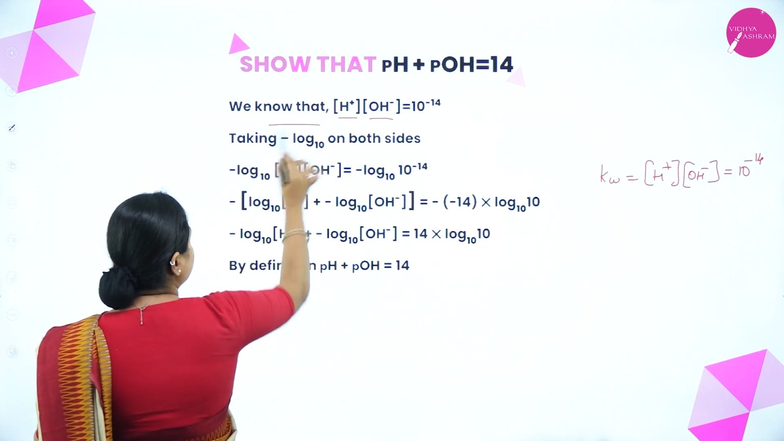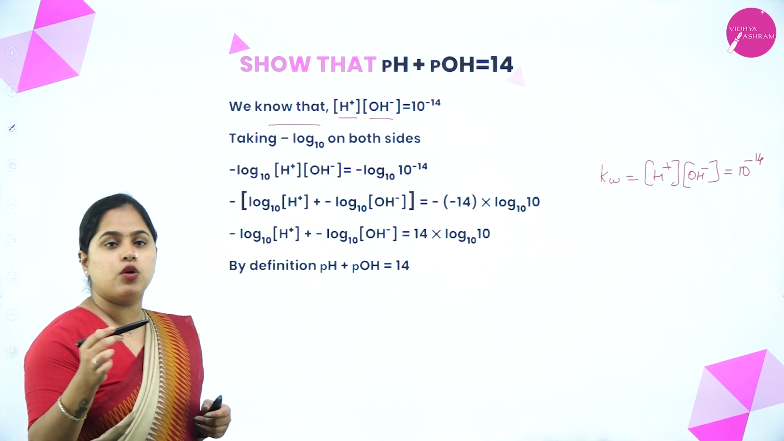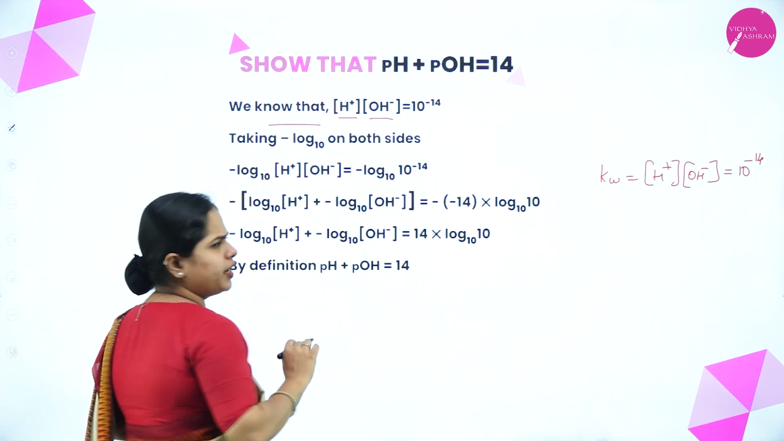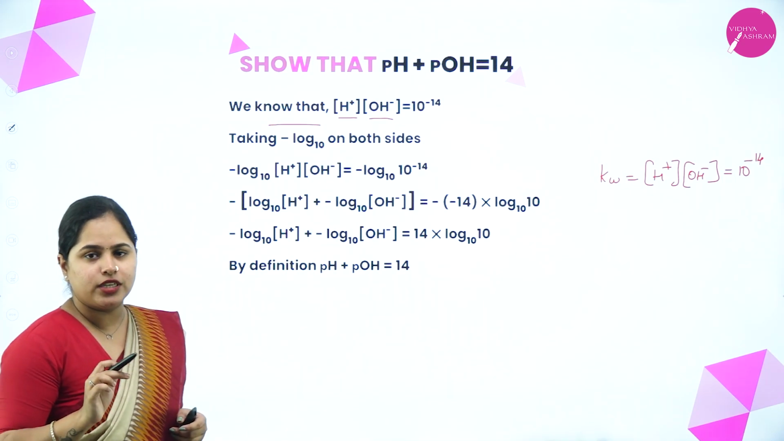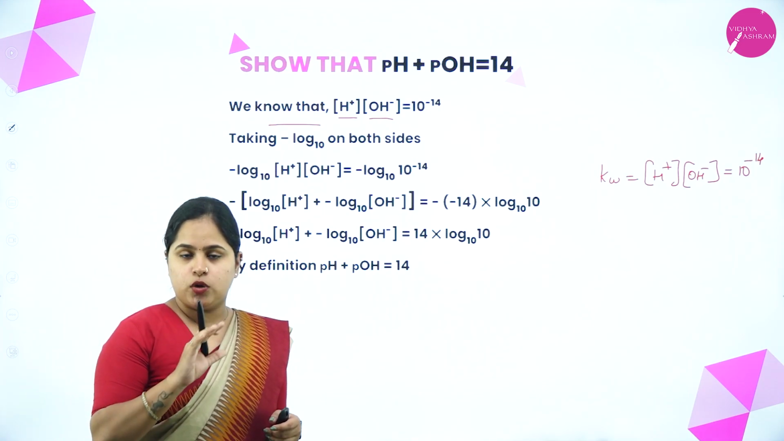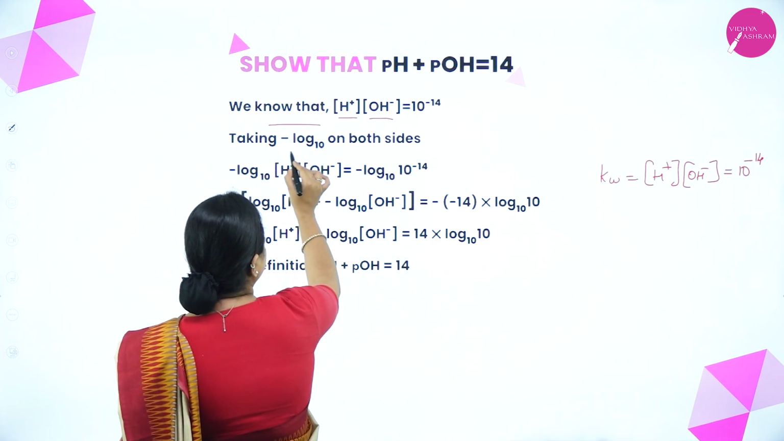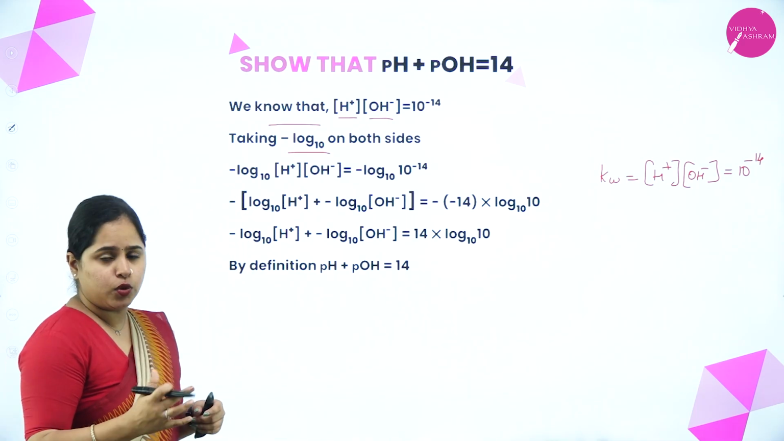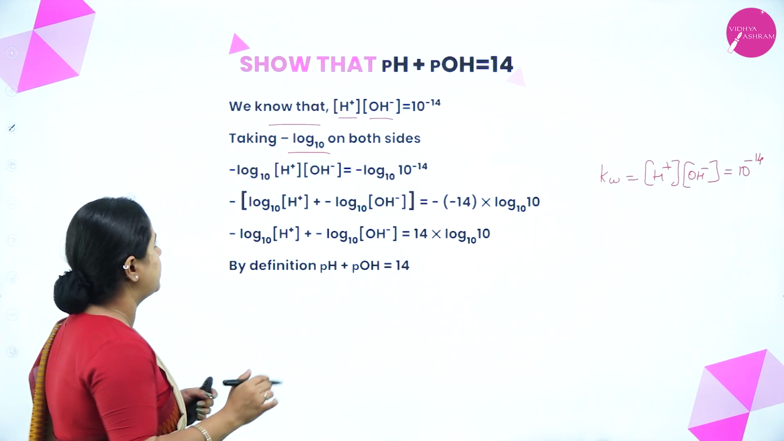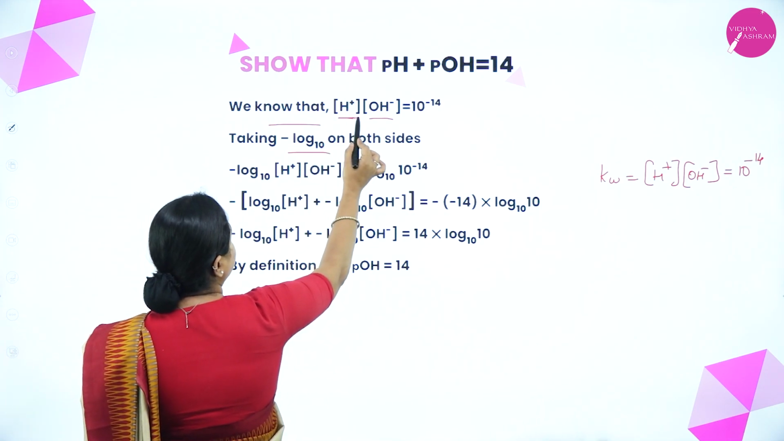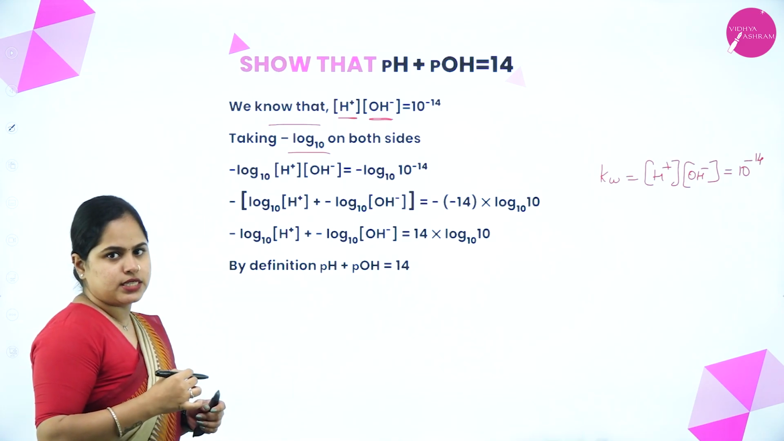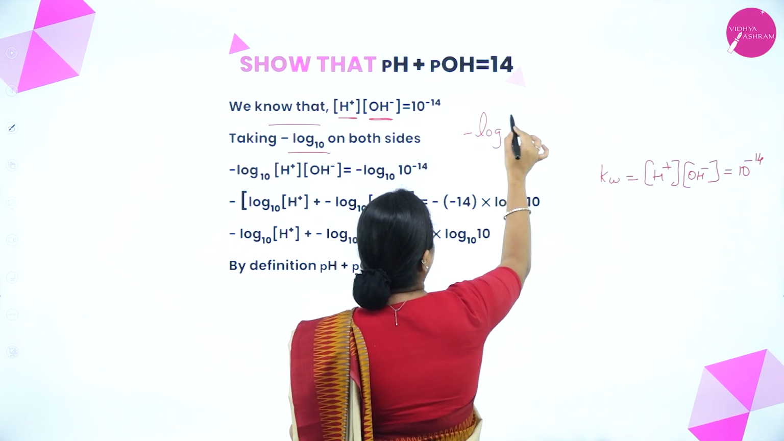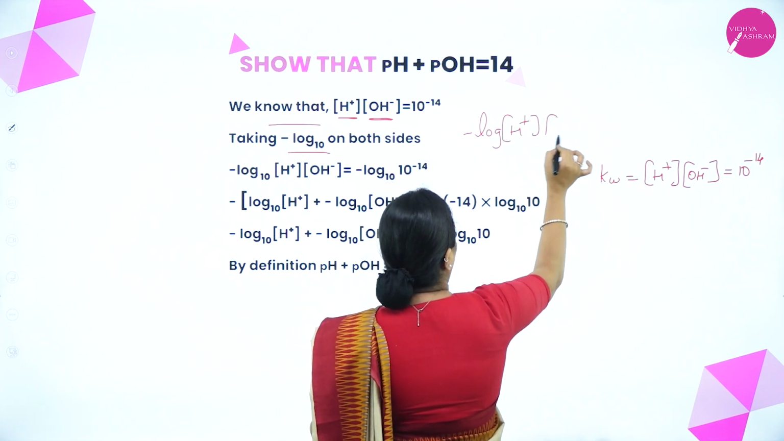So we already know this equation, and using this equation we are going to derive pH plus pOH is equal to 14, right? Now to this equation we are going to multiply throughout by minus log base 10. Minus log we are going to multiply throughout the equation, that is on the reactant as well as product side. So what you will get? Minus log of H plus into OH minus. That means minus log I am going to multiply to H plus and OH minus.